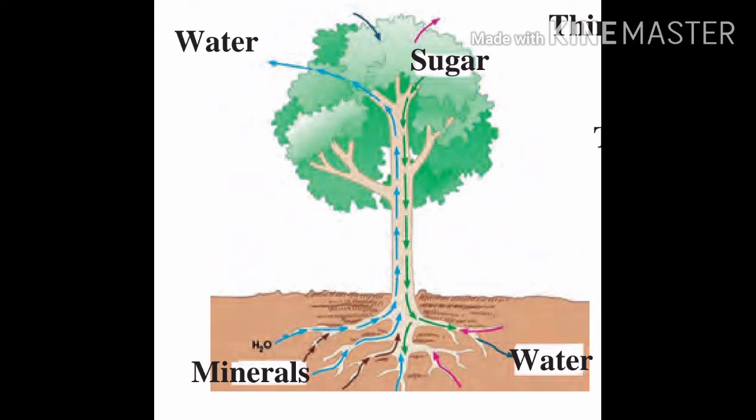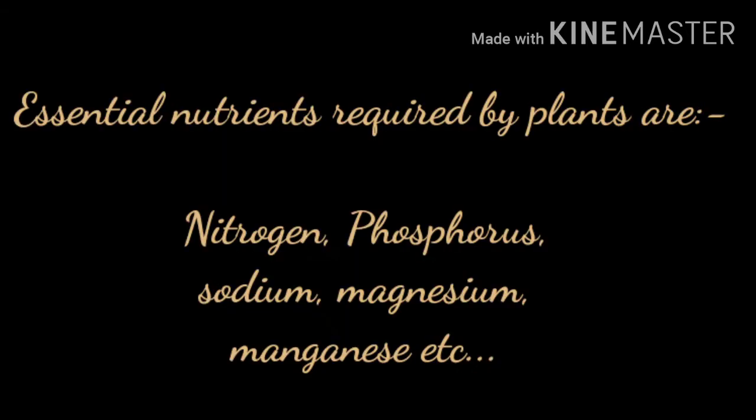Plants have many dead cells and hence they need less energy as compared to animals. Plants do require minerals, students, such as nitrogen, phosphorus, magnesium, manganese, sodium, etc. And the soil is the nearest resource for all these minerals.